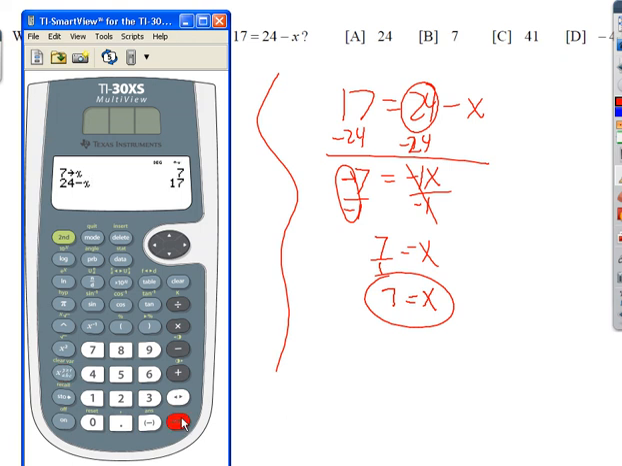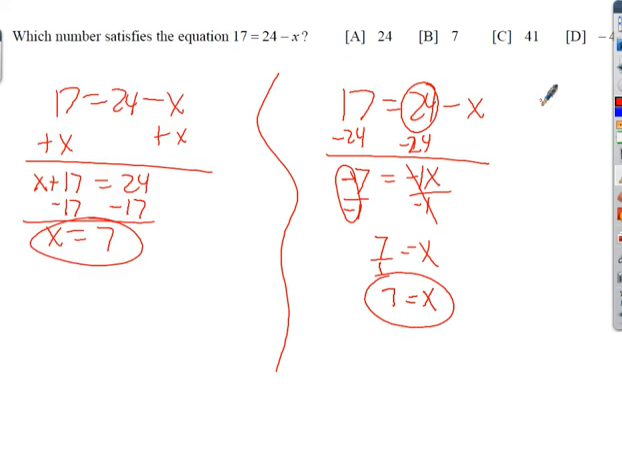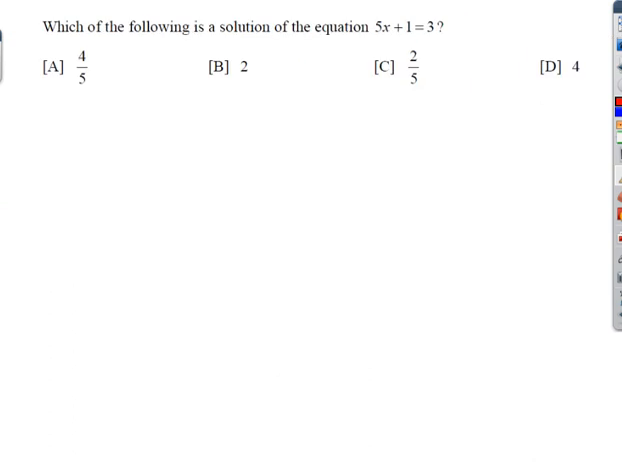Calculators, you're generally going to be able to use these on tests in high school, so take advantage of it. Start really learning how to deal with that calculator. Alrighty, so we had 7 there. Looking at this next one, pretty easy. Subtract 1 from both sides. I got 5x equals 2. I'm dividing by 5. I get 2/5. Nothing difficult about that one.